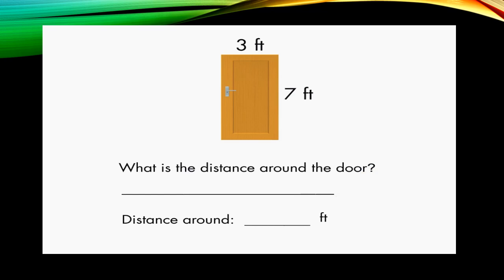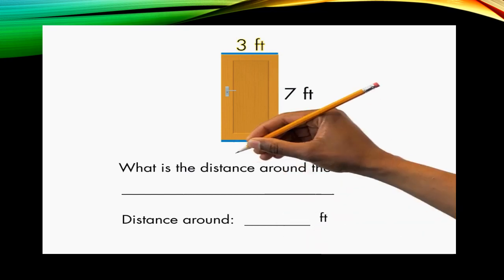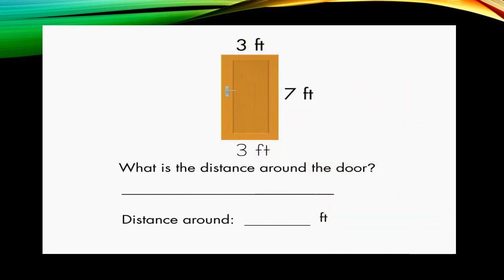Encourage these students to first label the lengths of the two missing sides. Guide students to see that the shape is a rectangle, so the lengths of the two shorter sides are the same, and the lengths of the two longer sides are the same.